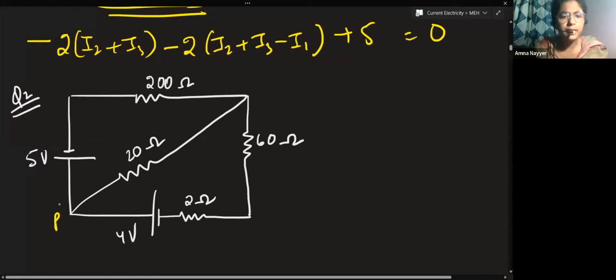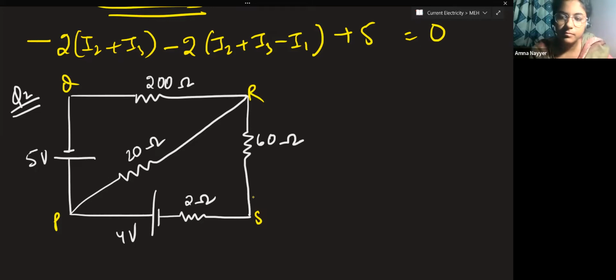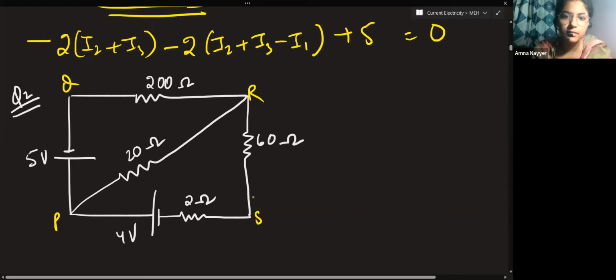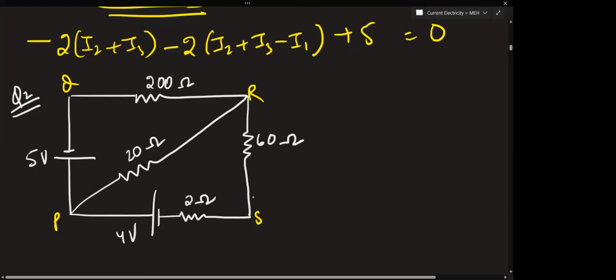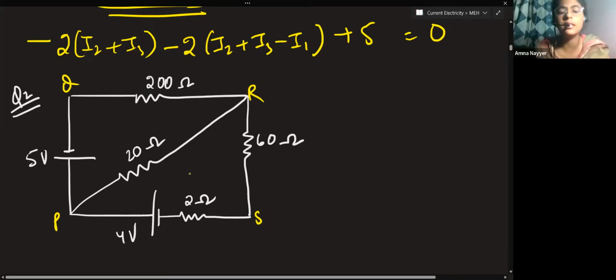Let's name these points P, Q, R, S. So we have named these points. So how many loops can you see? Yes, how many loops are possible? 2. Yes, 2 loops are possible. One is this, other one is this. Let's go in any direction where we want.